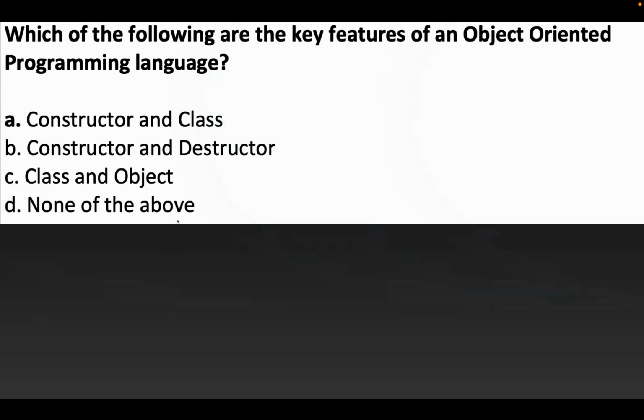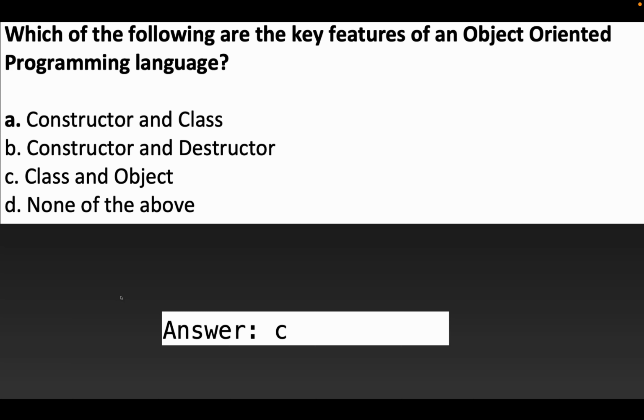Now let's move towards the next question. The next question asks what the key features of an object oriented programming language are. The basic key features, as you all know, are classes and objects. So the answer for this question is C, classes and objects, because after classes and objects, when an object is created, the role of constructor and destructor comes into existence. So the basic key features are classes and objects.